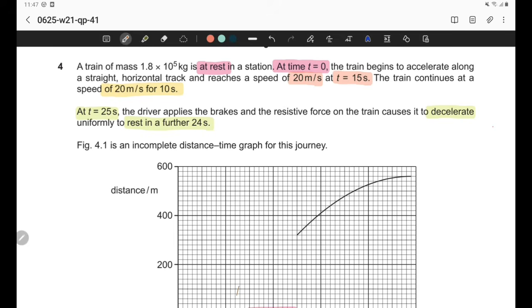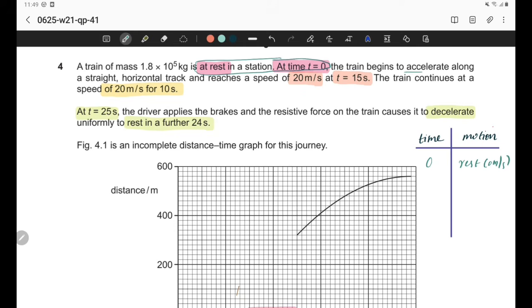So we are provided with the information about the journey of a train. So let's study the time intervals and the motion of the train in between the different time intervals. So at time t = 0, the train is at rest. That means initially the train is at rest. So we can write, when the time is 0, the train is at rest, or its speed is 0 meter per second.